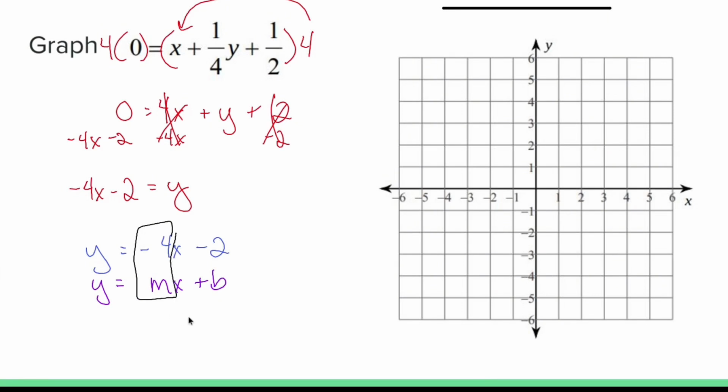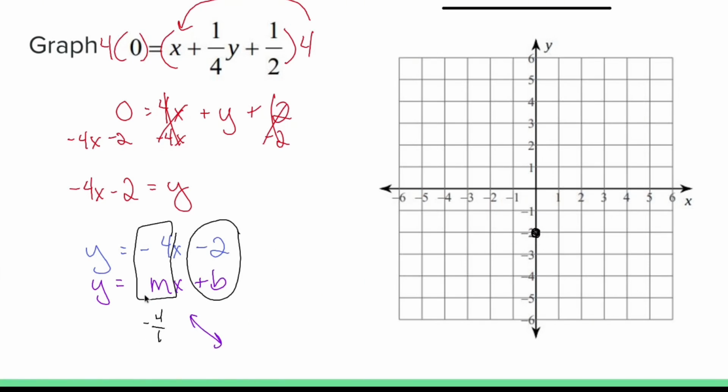in front of x is going to be my slope. So my slope is negative 4, or negative 4 over 1. My y-intercept is negative 2, and that's where I'm going to begin. So put a dot on the y-axis where negative 2 is, and let's use that negative 4 over 1 to make more dots. Now, negative 4 over 1 is a negative slope, goes down and to the right.